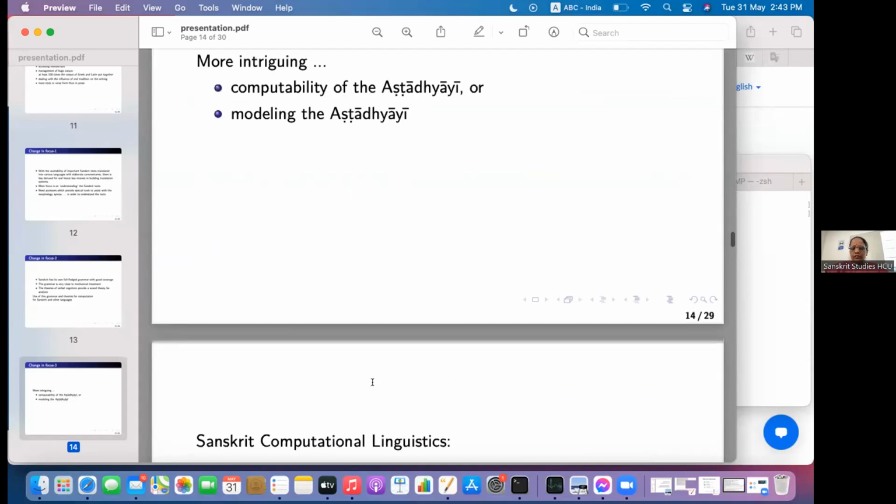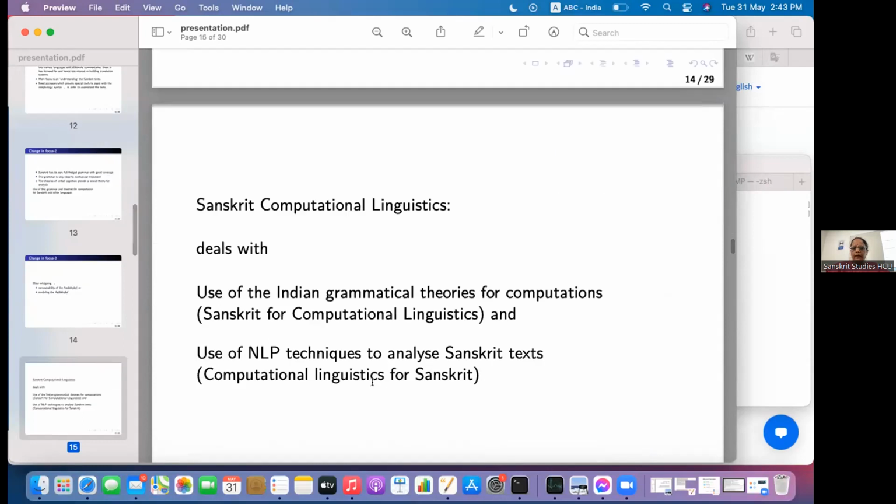So these were some of the factors which put Sanskrit computational linguistics apart from other computational linguistic work. In my opinion, the term Sanskrit Computational Linguistics deals with two things.